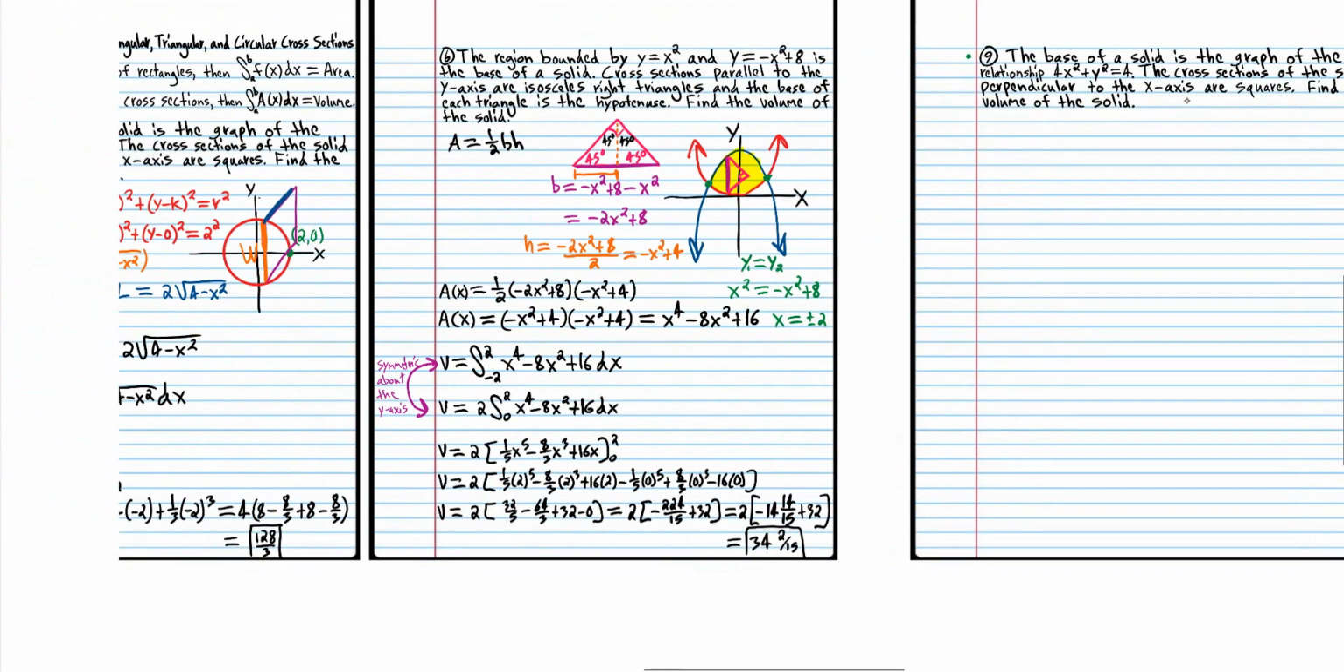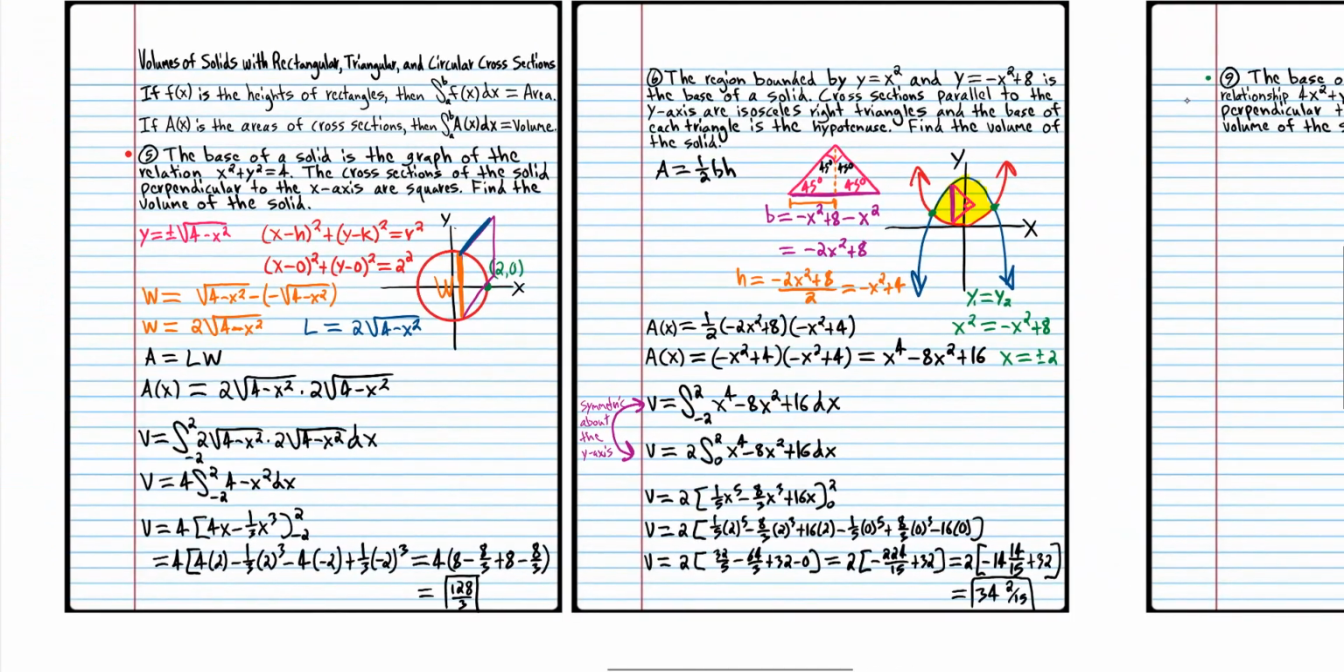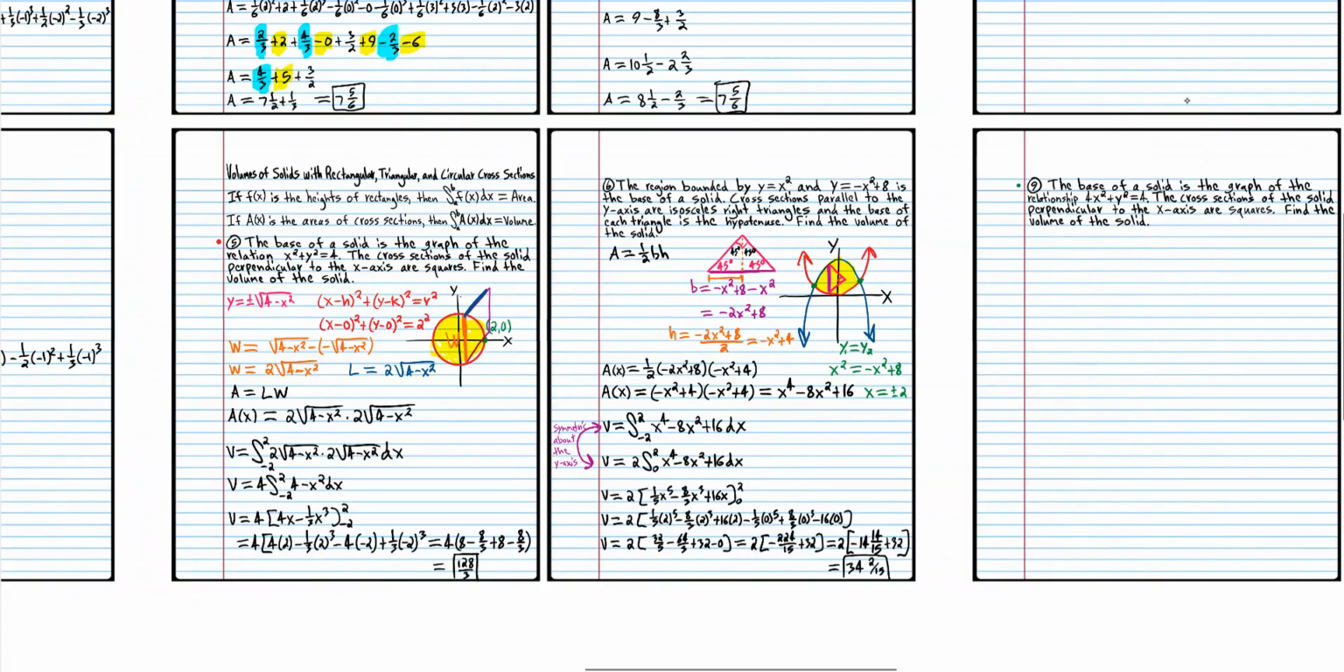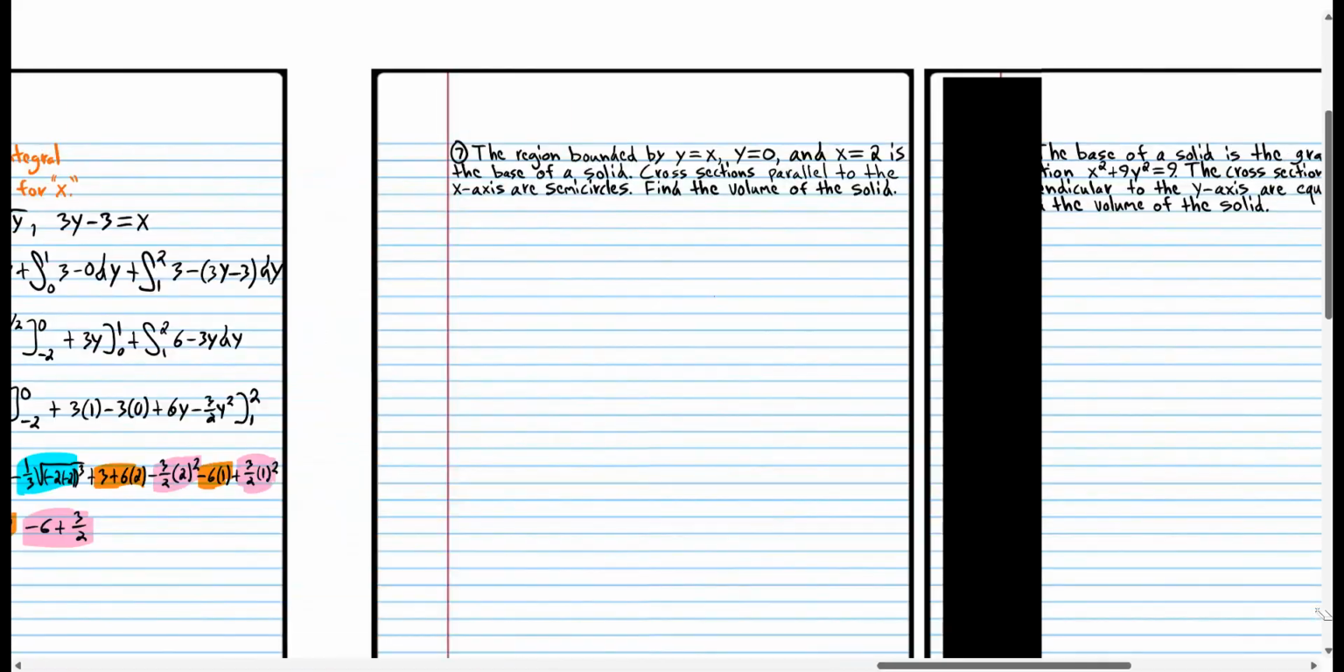So again, another example of a solid that is not rotated around anything. So I'm going to make the bases yellow on these problems. Don't really need to, but okay, let's try some more of these.